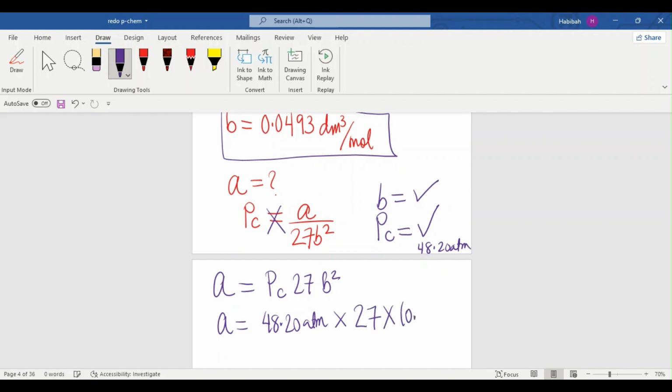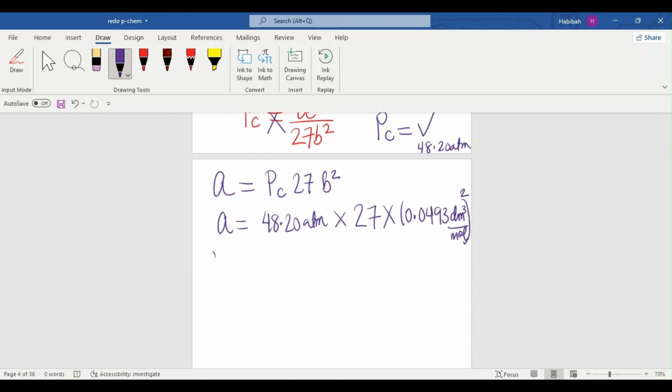B is 0.0493 decimeter cube per mole, all squared. When we do this, I'm going to square this one over here. You have A equals 48.20 atmospheres times 27 times 0.0493 decimeter cube per mole, all squared, which is going to give you 0.0024337 decimeter raised to the power of 6 per mole squared.